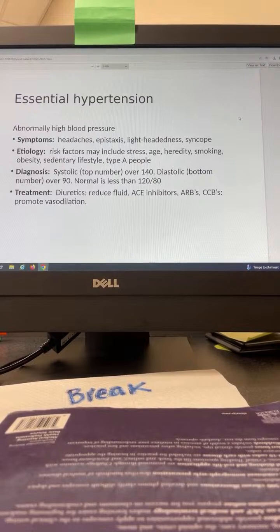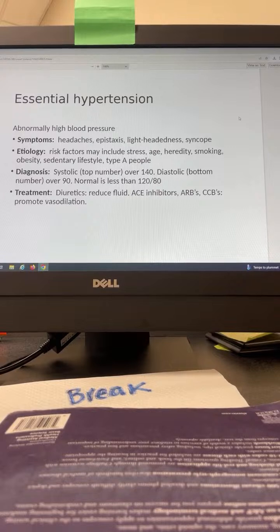Diuretics are a big one. This should be familiar from diabetes insipidus, with anti-diuretic hormone. What does a diuretic do? It removes fluid. It makes you pee, right? So it gets the fluid out by making you pee. So basically, this takes away some of the water that's in your system to reduce that pressure. It's like taking some of the water out of that water balloon to make it not so pressurized. Okay, so diuretics will help.